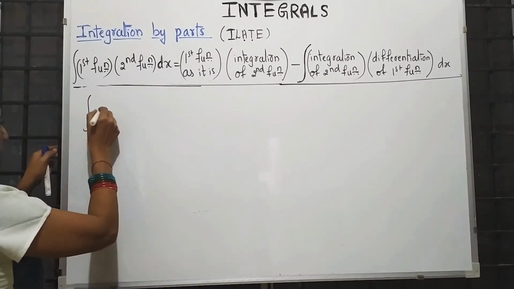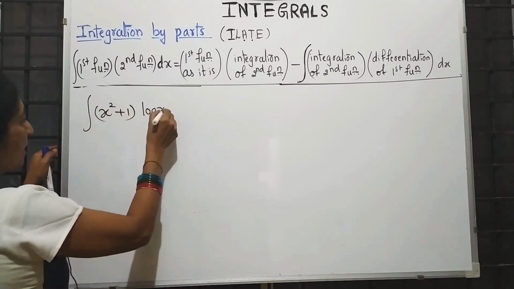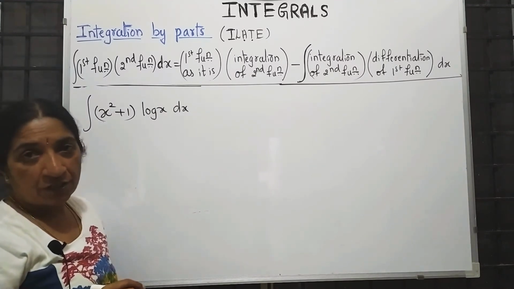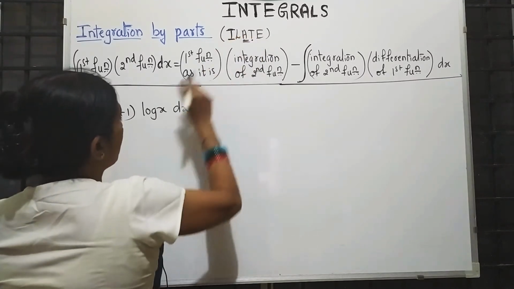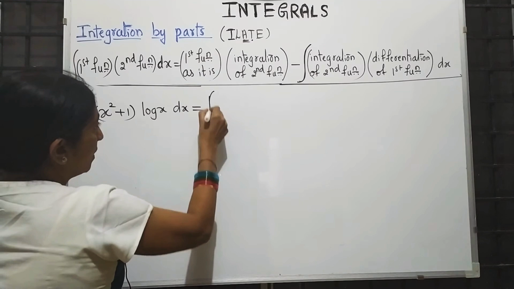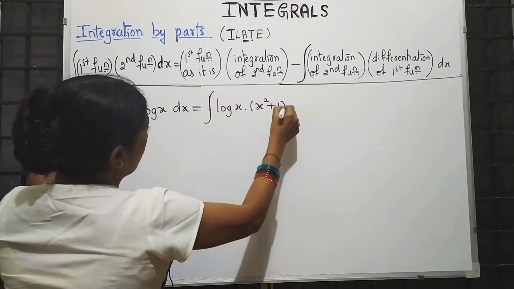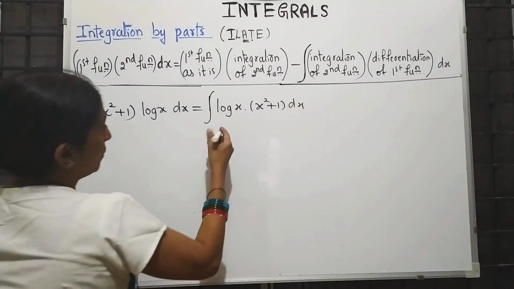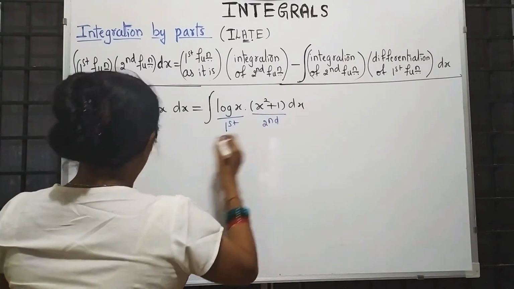Next, integration of x square plus 1 into log x. Yes, tell me. X square plus 1 is which type of function? Is it algebraic or what? Yes, this is algebraic, this is logarithmic. Which function comes first? Log. Integration of log x comes first, x square plus 1 into dx. So first mark, which one is the first function? Log x is the first function, algebraic is the second function.